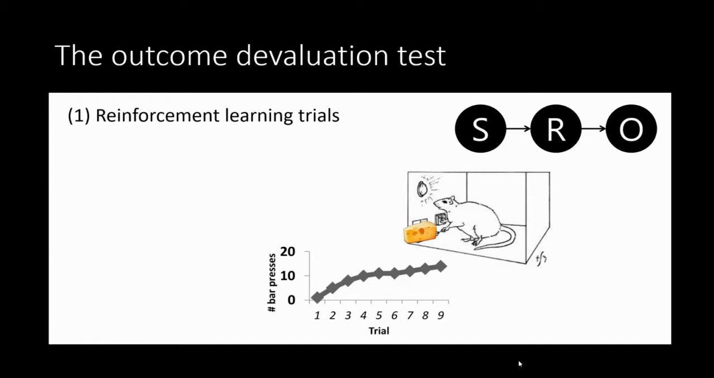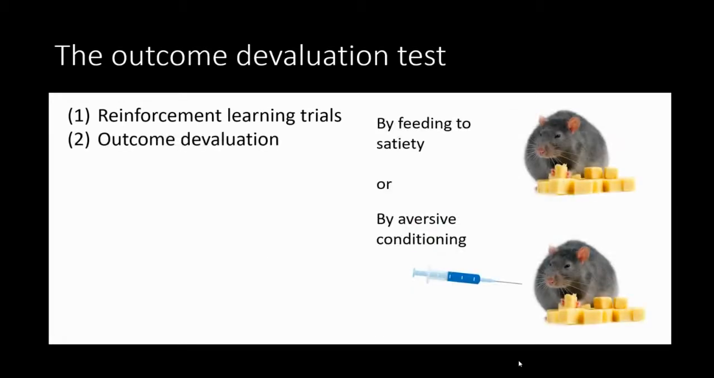When we use this test, the first thing that we need our animals to learn is a reinforcement learning paradigm. In this example, there's a rat, but we use students, obviously. So this animal is pressing the bar in order to get cheese when it sees a light on the box. After the training, we change the value of the outcome, the food in this example. We can do this in different ways. It's not important. The thing is that the animal doesn't want the food anymore, okay?